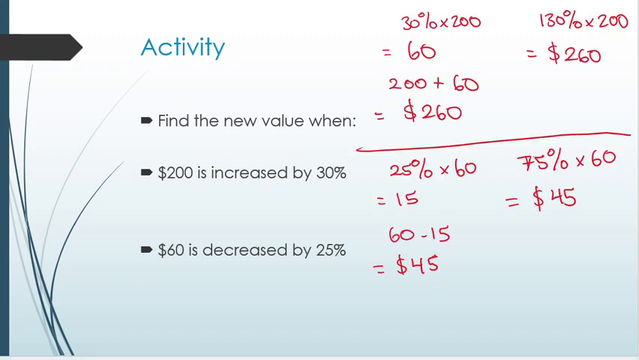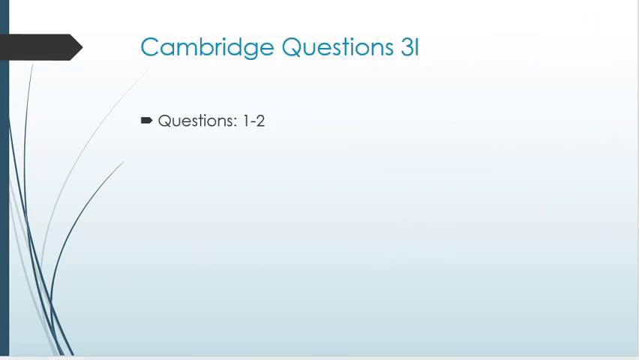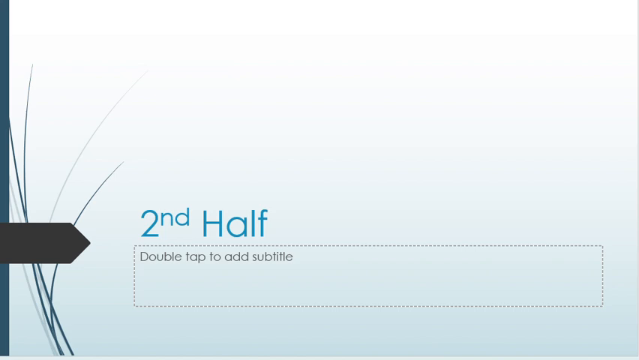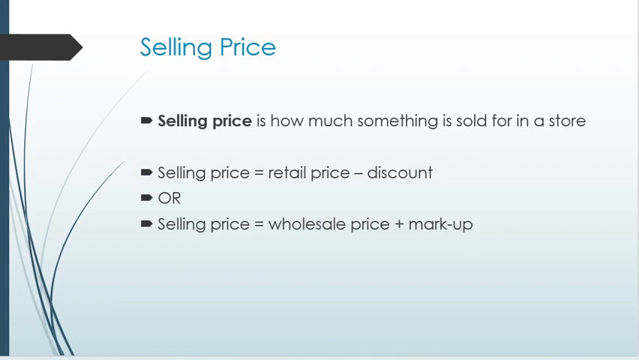Here we go. So I've just done the working out for both methods. On the left hand side you've got method 1, and on the right hand side you have method 2. So with that out of the way, you can probably answer all of questions 1 to 2. Now the second half of 3i, we're now talking about selling price and all that kind of stuff, okay? So obviously we know the selling price is just how much the store sells it for.